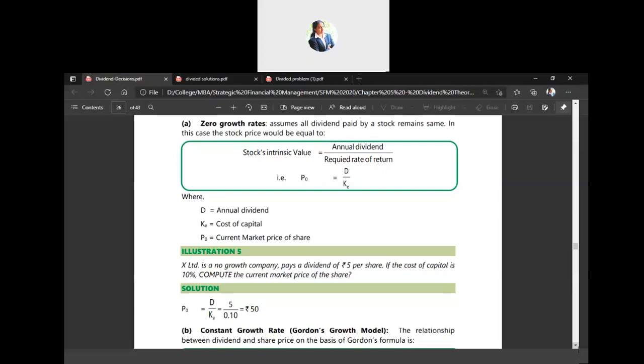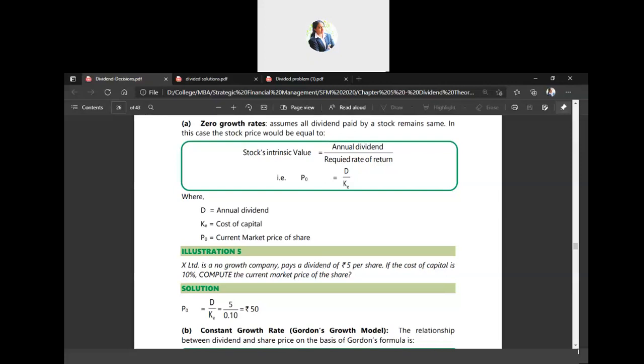P naught is equal to D divided by KE. D they have given as rupees 5 per share, and KE they have given as cost of capital, which is standing at 10%. So, the current market price of the share shall be rupees 50. Now, that is for a zero growth rate.